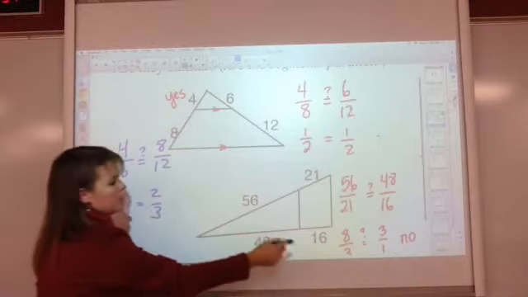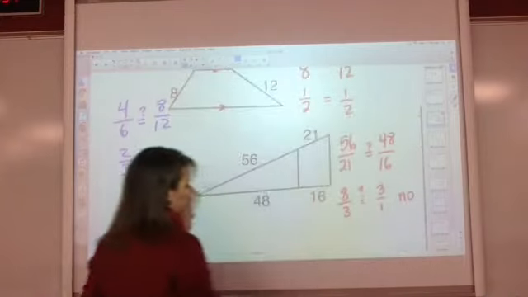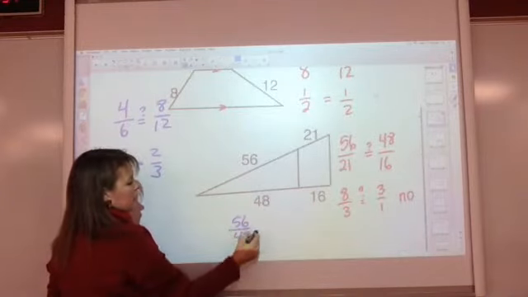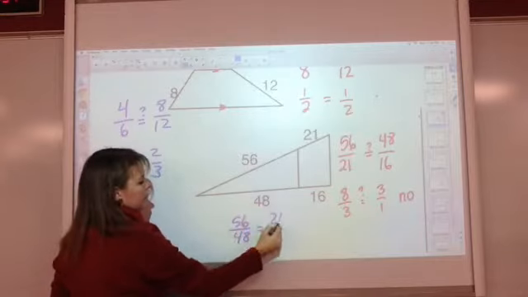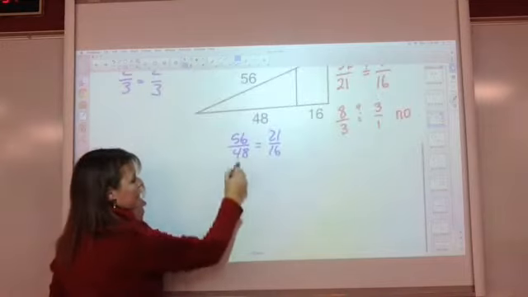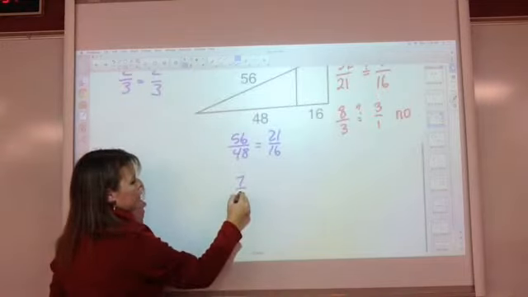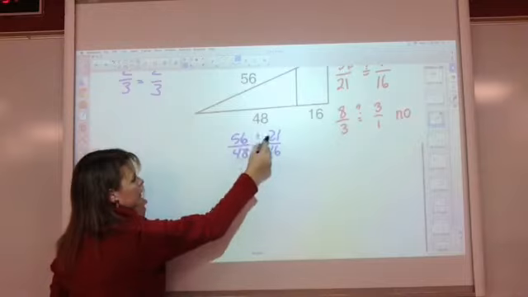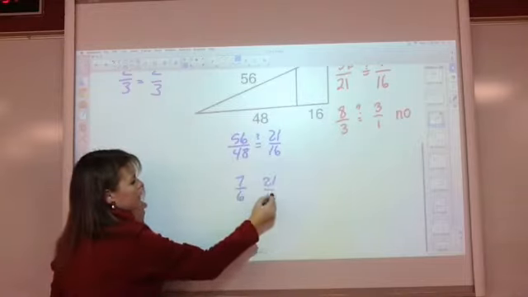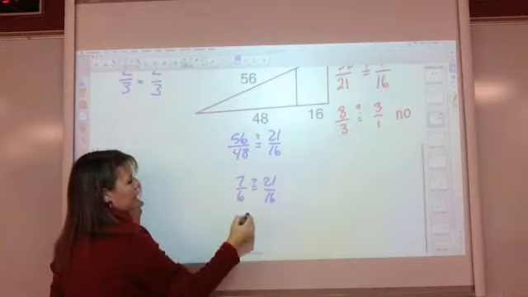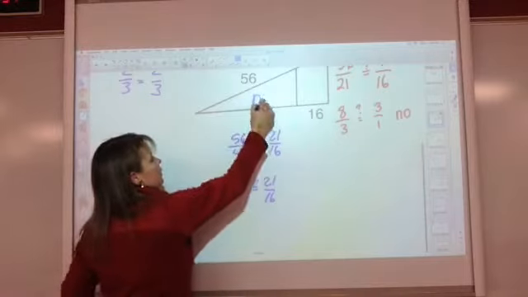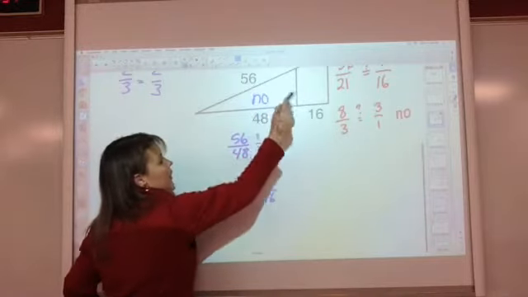No matter how you do this proportion, though, it is not going to work. You have the option of going 56 over 48, top to bottom, equals 21 over 16. You can try that. Divide those both by 8, you're going to get 7 over 6. Divide those both by nothing. 21 and 16 don't have a common factor. So no matter which way you set it up, no, those two triangles are not similar, which means that is not parallel.